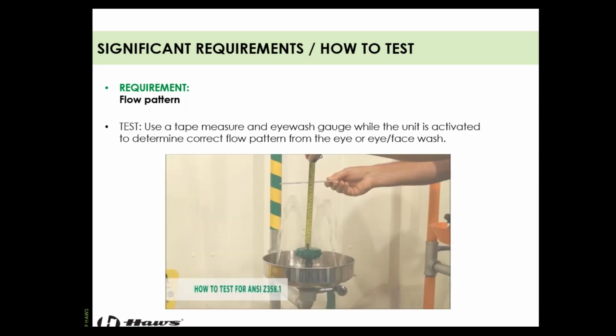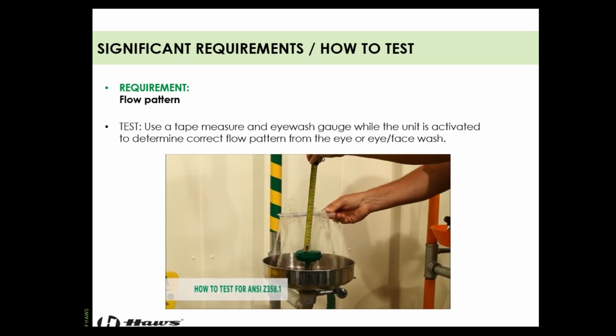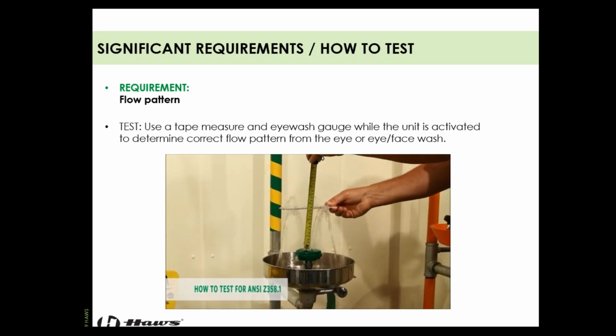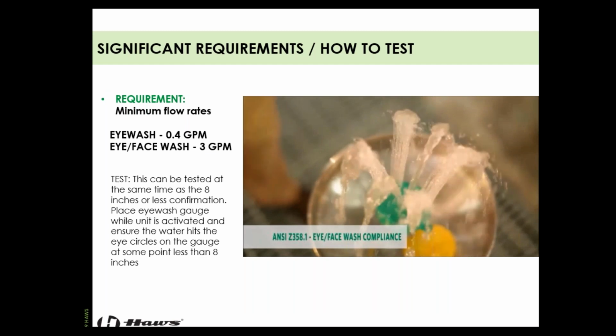And I'll show you how that's done. Get a little video here. So you can see that we're measuring up to 8 inches and then slowly lowering the gauge to ensure that the eyewash gauge is being met. And I'll give you a top-down view here.